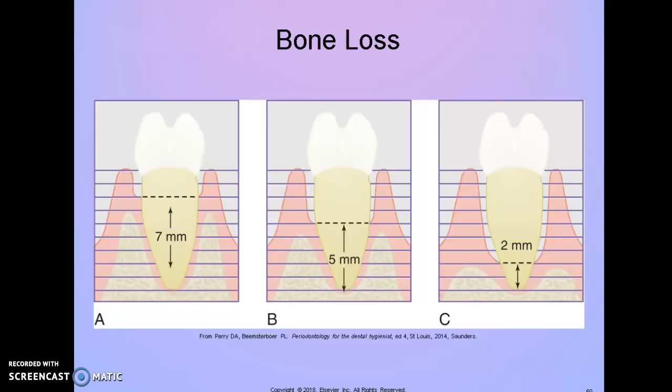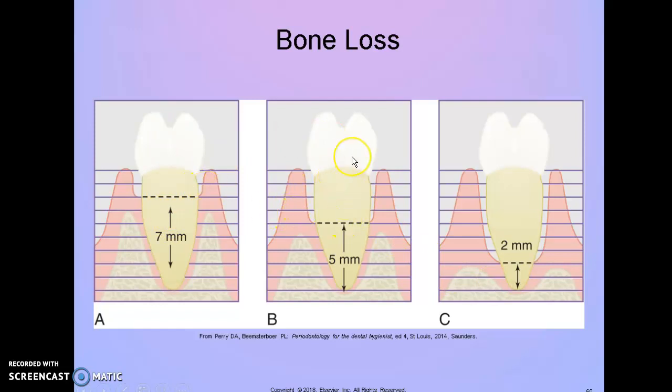So here we have a tooth in cross-section, looking at the amount of attached tissue around the teeth. So we have 7 millimeters of tooth in the attachment. Here we have only 5 millimeters of tooth in the attachment, and here we have 2 millimeters of tooth in the attachment. So in this case, very little mobility should be present.